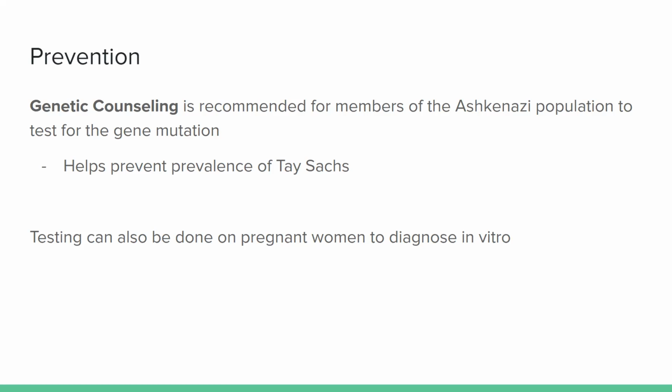Testing can also be done on pregnant women while the baby is in utero. So while gestation is happening, you can test the child to see if it will be born with Tay Sachs.